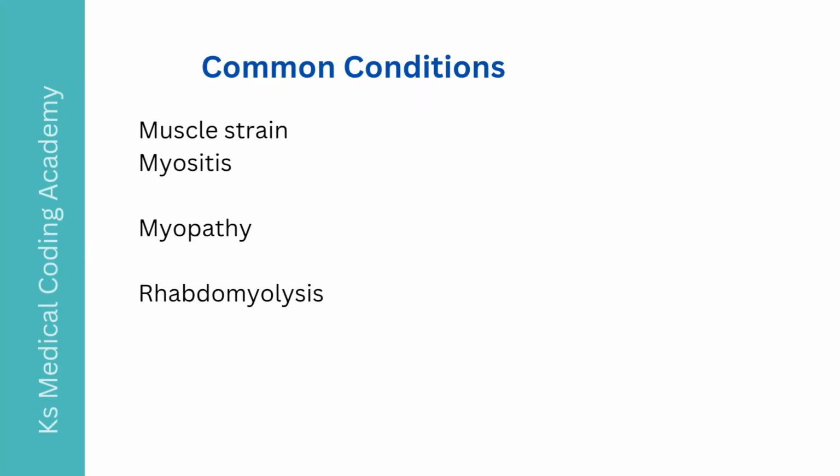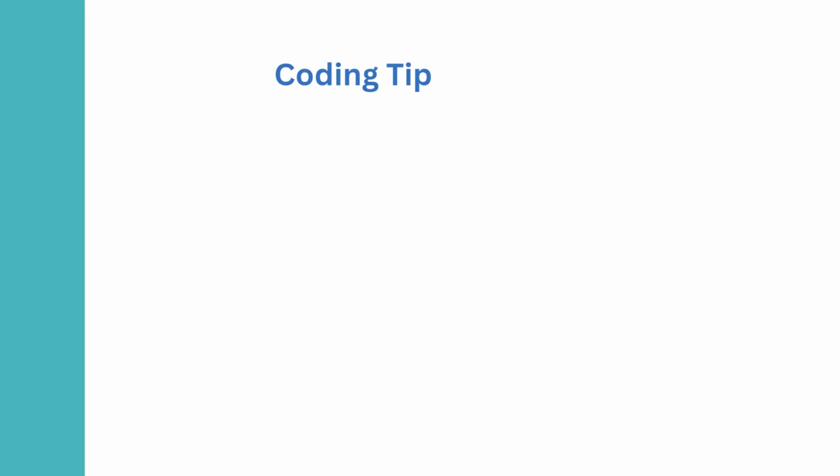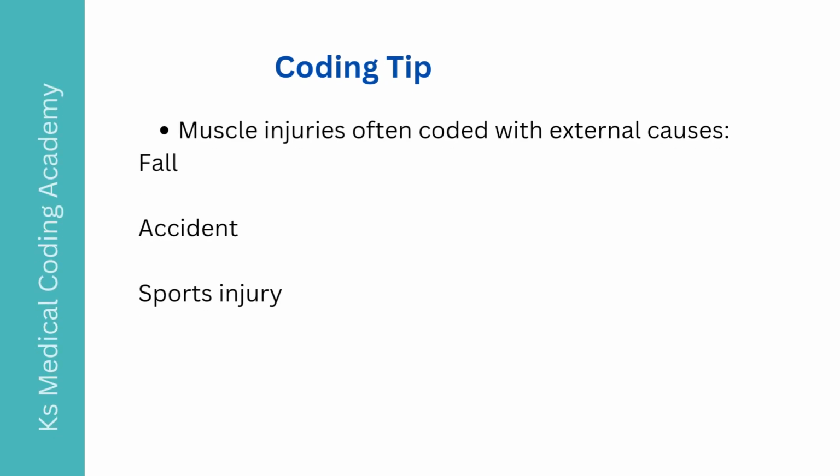Common diagnoses. You will encounter diagnoses like muscle strains, myositis, myopathy, and rhabdomyolysis. These require coders to understand the specific muscle group or region affected. Coding tip. Muscle injuries often require external cause codes. For example, was the injury due to a fall, sports activity, or accident? These details matter.